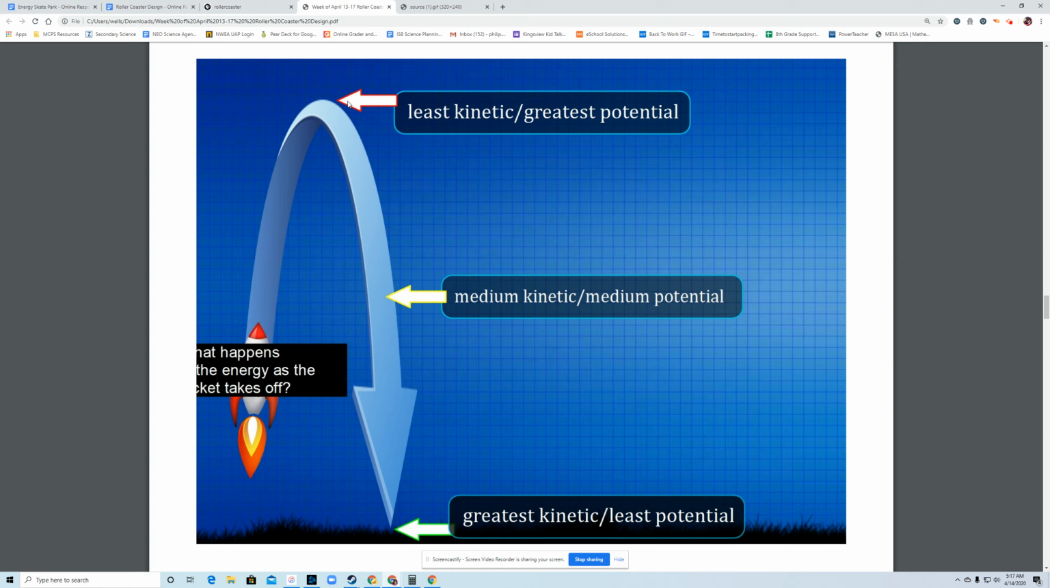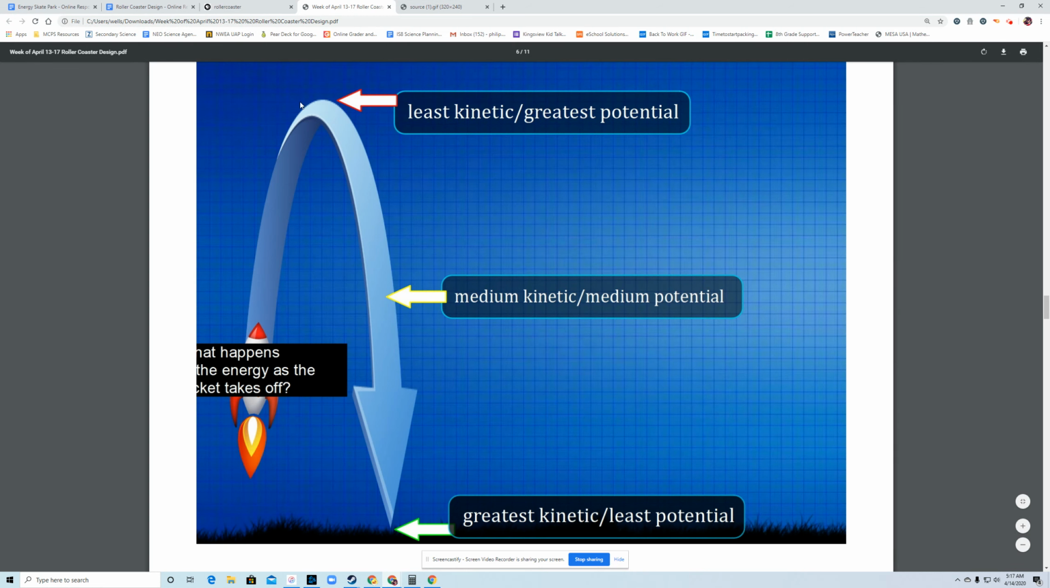At that point, it no longer has any movement, and as we know, kinetic means movement. It has no more kinetic energy. It has 0 kinetic energy. But if it looks down like Wile E.